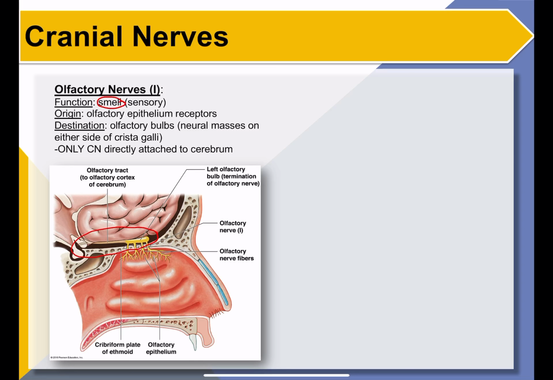And the origin of the cranial nerve are these olfactory epithelium receptors at the ends of these nerves. And then the destination is the actual olfactory bulb right here in this region. Now, this is the only cranial nerve that is directly attached to the cerebrum. So it goes in one synapse from the cranial nerve towards your cerebrum in the olfactory cortex, okay, in the temporal lobe.